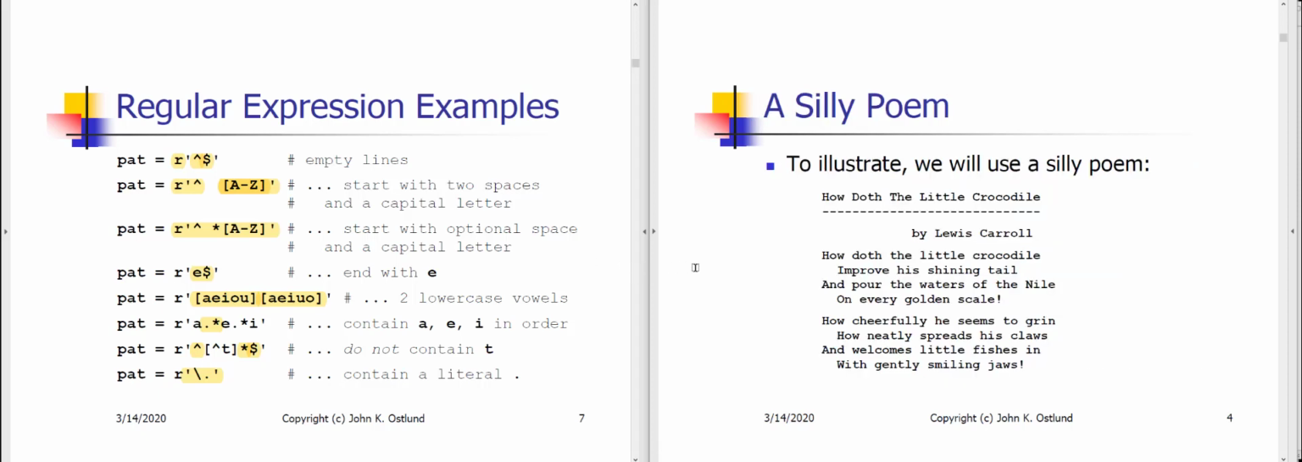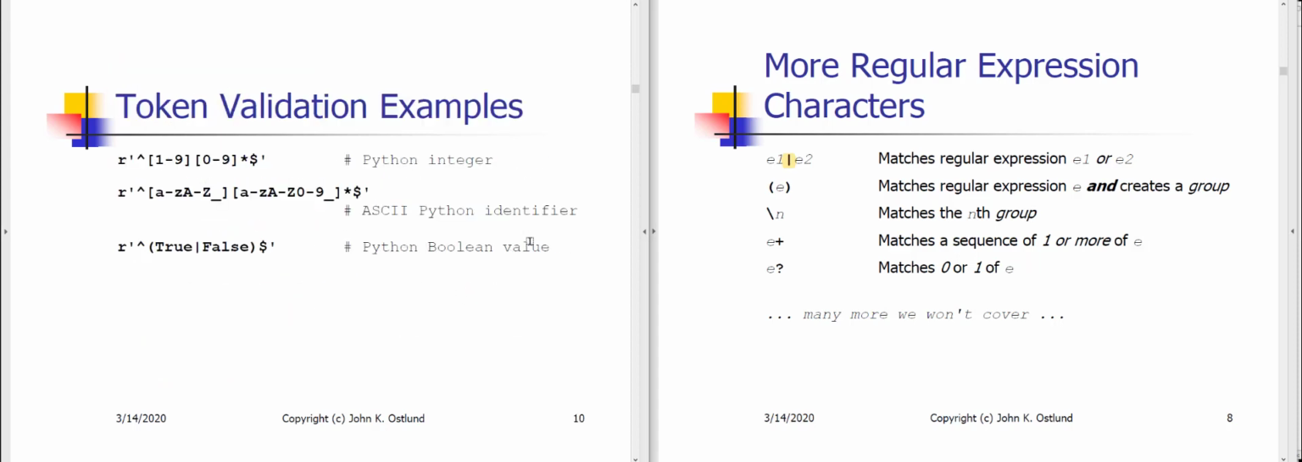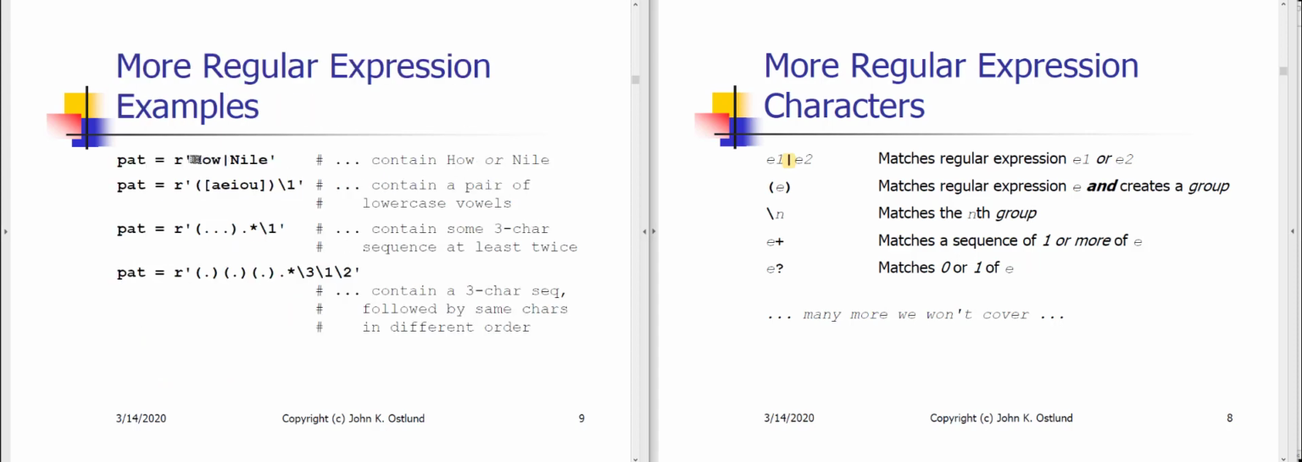Now we're going to take a look at some of these extended regular expression characters here on slide 8. So, vertical bar means to match either the regular expression to the left of the vertical bar or the regular expression to the right of the vertical bar. And let me drop down to an example here on slide 9. With this pattern, we're looking for lines in the poem that contain how with a capital H or that contain Nile with a capital N.